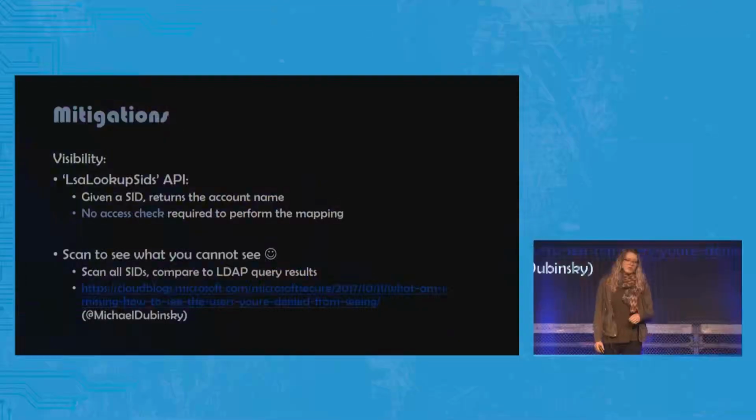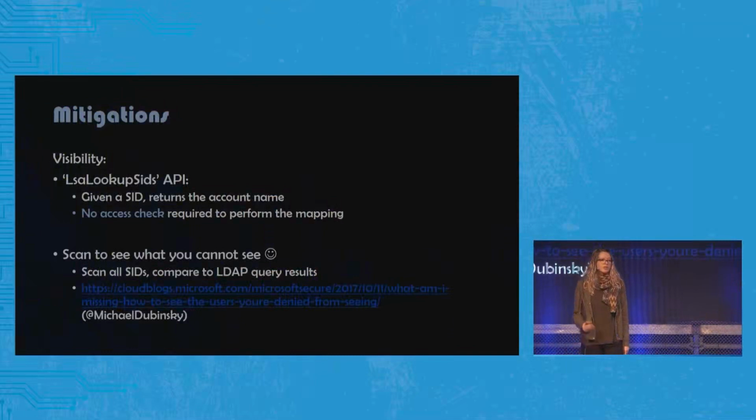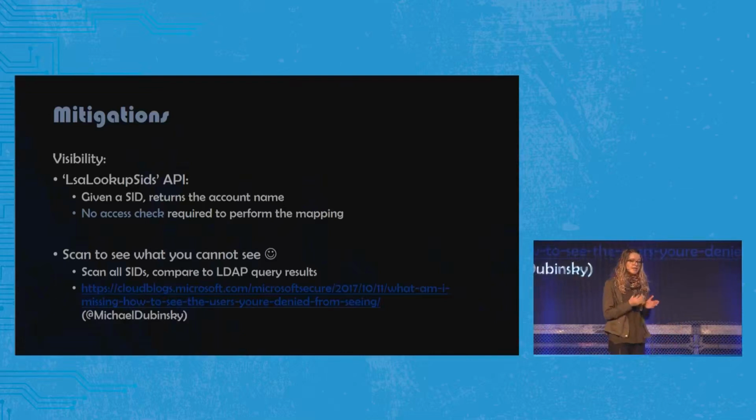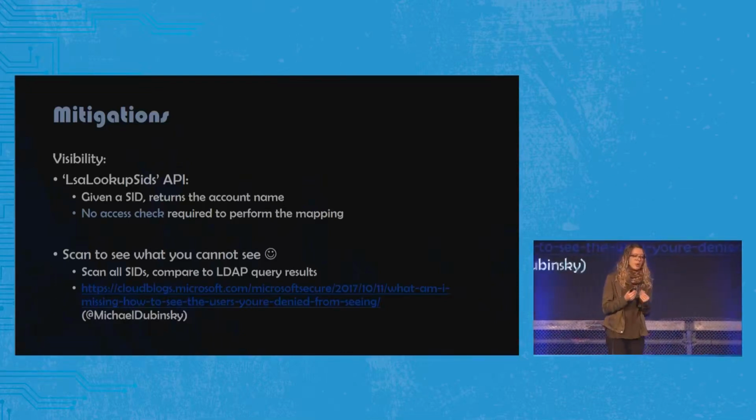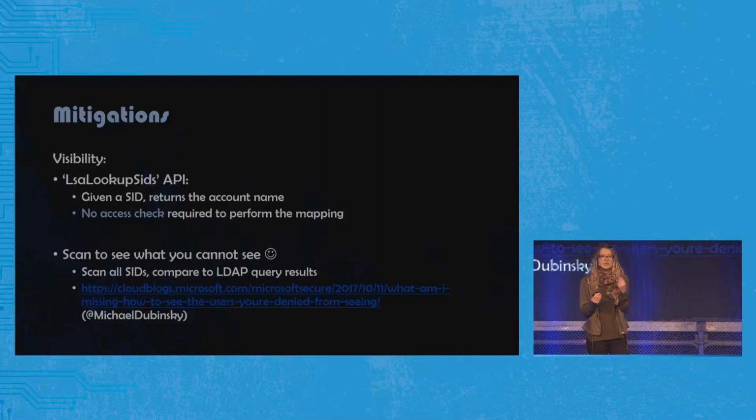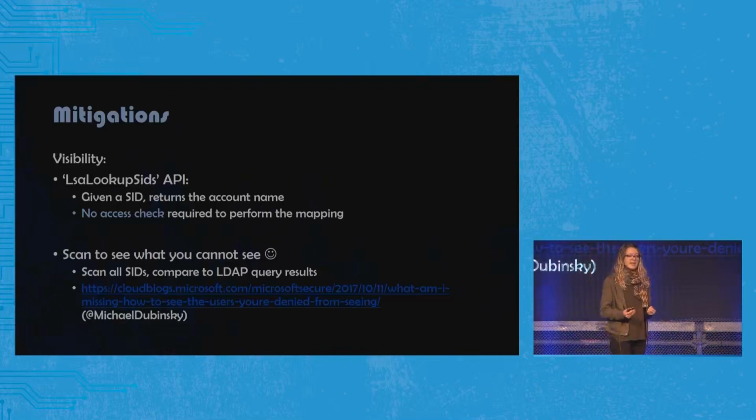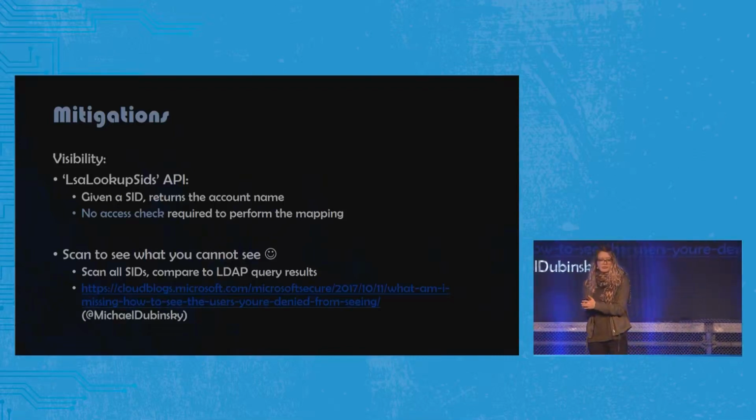Another way to detect those accounts is by using a Windows API called LsaLookupSids. It does the following: given a SID, it can return the corresponding account name to this SID in the environment. The good thing about this API is that there is no access check required to perform the mapping between the SID and the account name. So even if there's an account in Active Directory which I cannot see, theoretically, if I know the SID of that account, I can still perform an LsaLookupSids operation on that SID and get the corresponding account name, even though I'm not allowed to read the properties of that account.